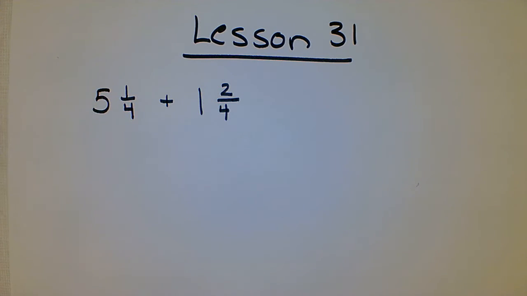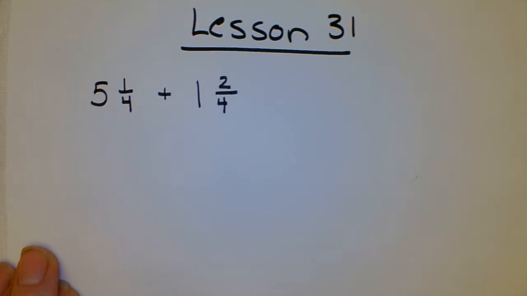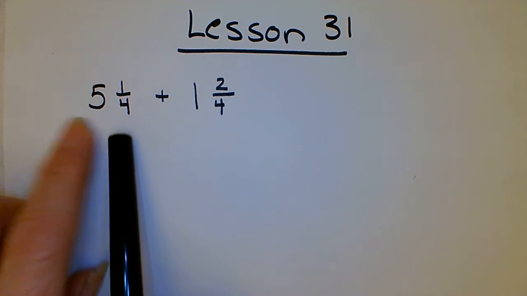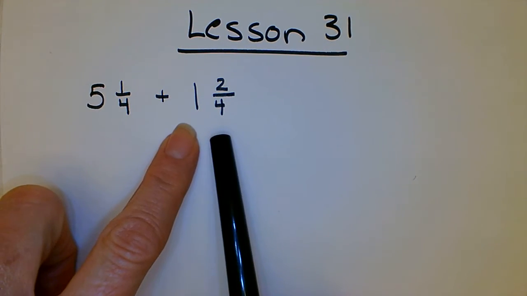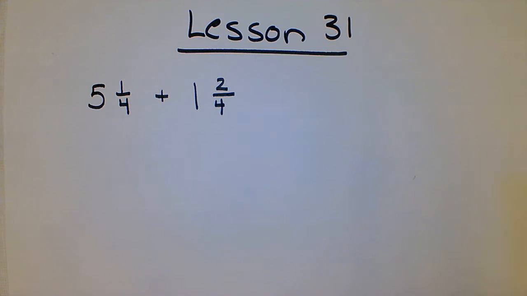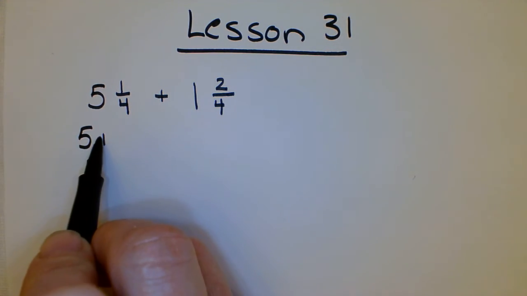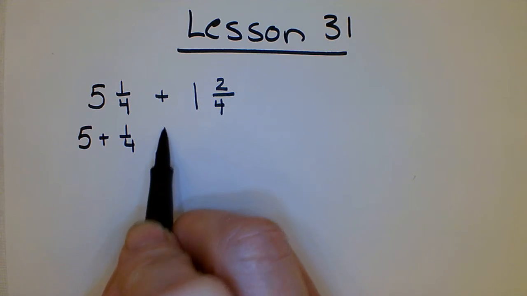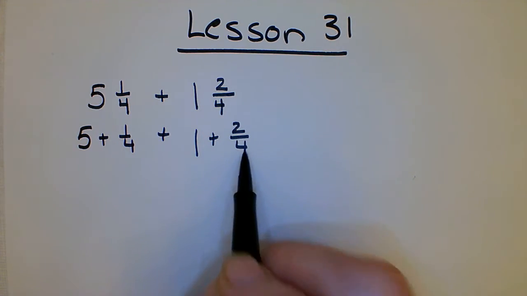And the way that we did it yesterday was that we pulled our mixed numbers apart. So for example, instead of saying that I have 5 and 1/4, we said, well, this would be the same thing as having 5 plus 1/4. And then we could do the same thing with 1 and 2/4. So let's start off that same way. So I could say that I have 5 and 1/4 plus 1 and 2/4.